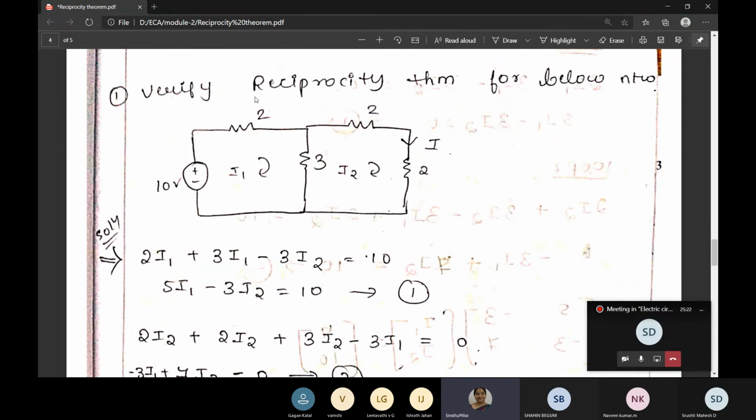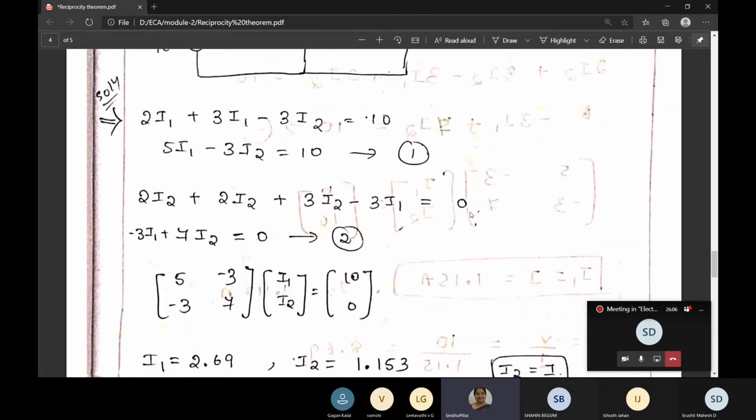There is a network here and you are asked to verify the reciprocity theorem for the given network. In this network we have a voltage source and two loops, and the current is in the 2 ohm branch. Because of this voltage source, which is the excitation, the response I is in this 2 ohm resistor. As usual, find the currents I1 and I2 with mesh analysis. Our response I is nothing but I2. The excitation is 10 volts and the response I is equal to the I2 current.